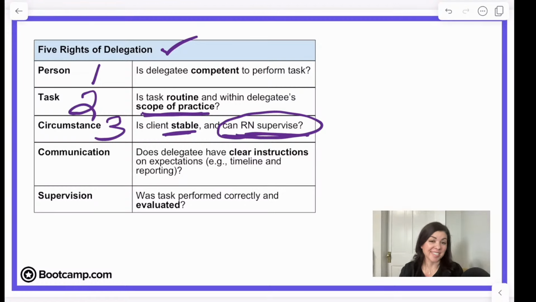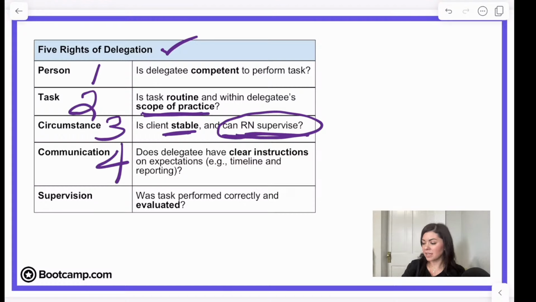And then one more really important tip for NCLEX I want to make sure you understand that kind of makes delegation scary is that we are always responsible for the outcome of the task as the registered nurse. So if you delegate a task and someone performs it and something goes wrong, you as the registered nurse are still responsible and accountable for the outcome. So we always want to make sure we're delegating appropriately.